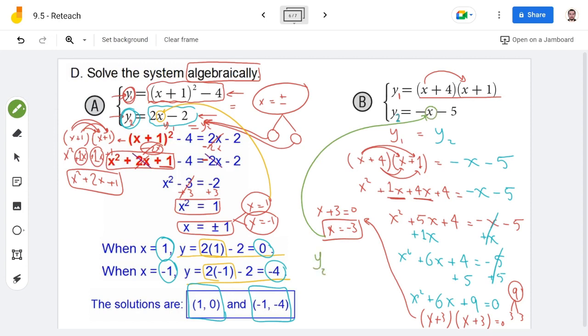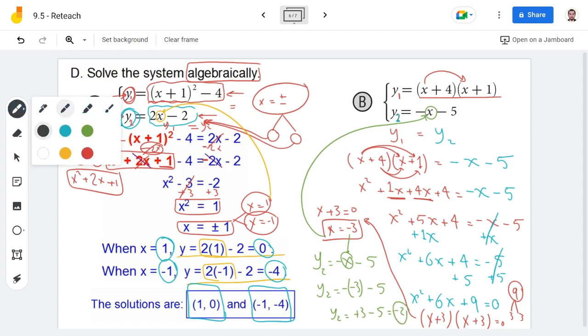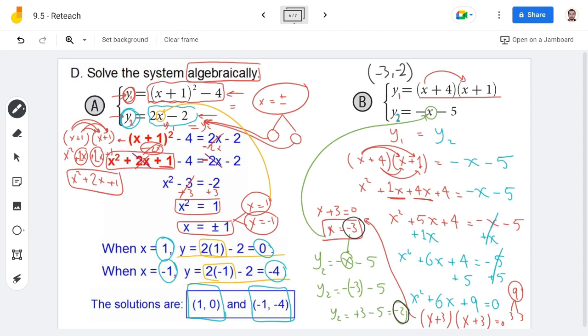So y2 is equal to negative x minus 5. Now replace x here. So it will be negative negative 3 minus 5. With negative times negative it gives positive 3, minus 5, which equals negative 2. So my solutions are negative 3 and negative 2. Those are my solutions.